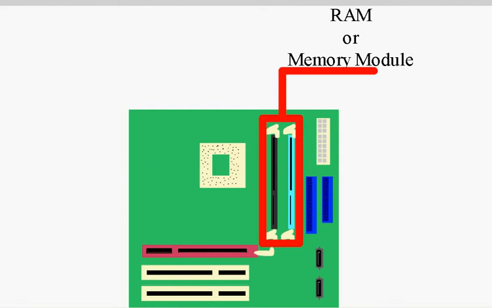The next thing we're going to go over is the power connector. This is the main power connector. You cannot start your computer unless this thing is plugged into the power supply, which is usually that big box in there. This gives power to everything.